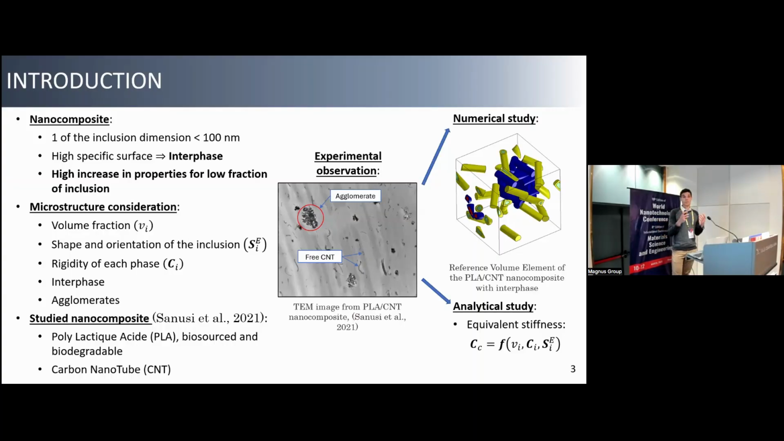So we'll use experimental observation. For example, here we've got a TEM microscopic observation of the polymer. Here we can see some free CNT and CNTs that are aggregated. We'll try to reproduce this effect with a numerical study and also with an analytical model.